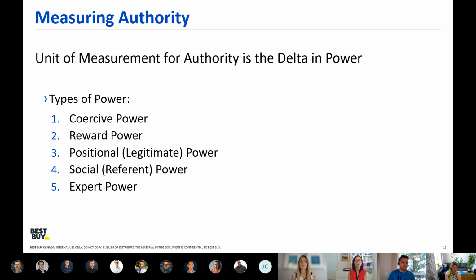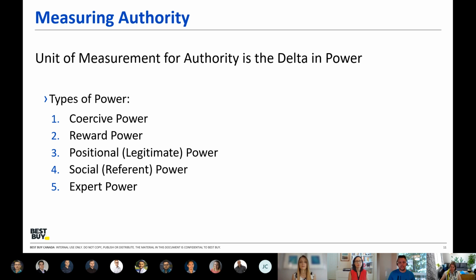I'm going to use this one because it's a powerful visual. In the olden days, torture was a type of coercive power. You could take away people's ability to be comfortable, and people used that coercive power to get things from people. Another type of coercive power could just be, I'm going to fire you. If people think that you can get them fired or take something away from them, that's a type of coercive power.